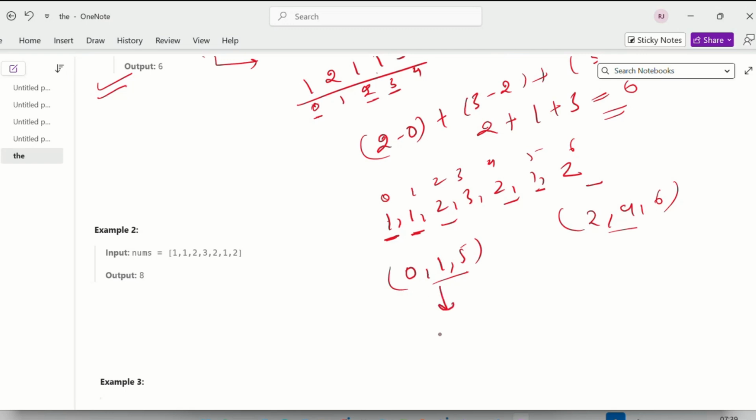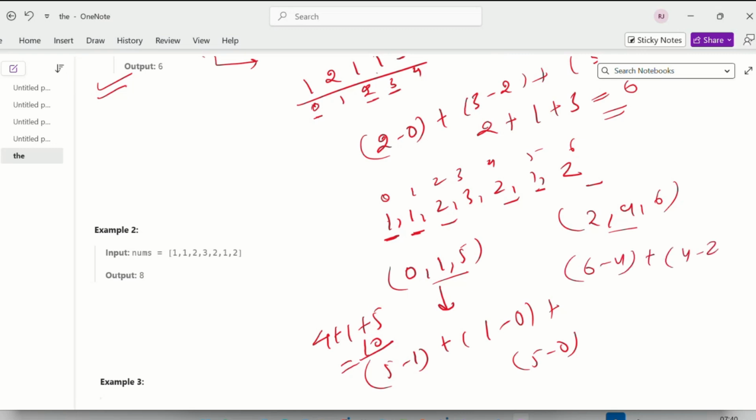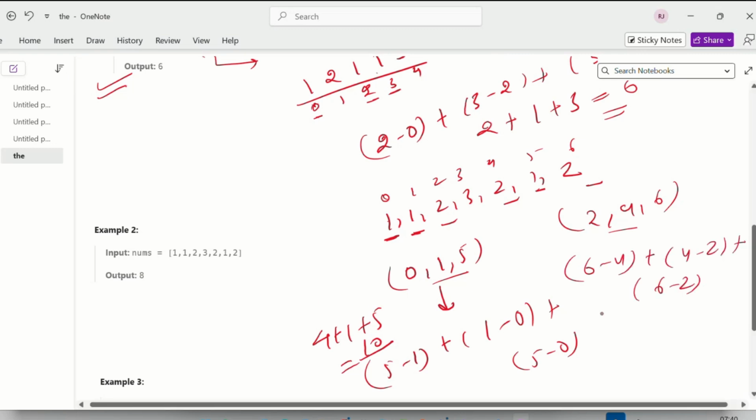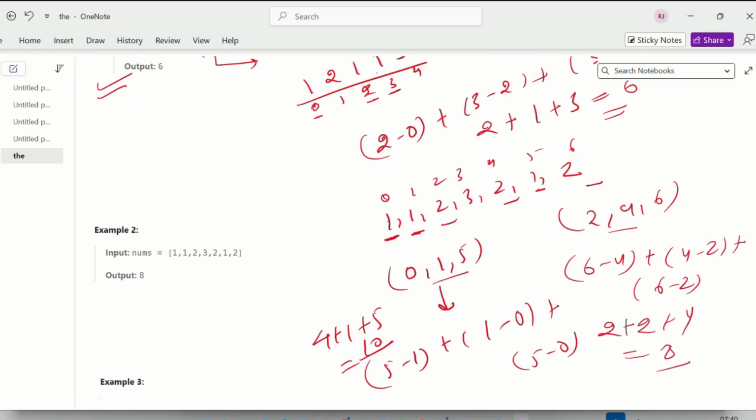So if we try to find it for this tuple, it will be 5 minus 1 plus 1 minus 0 plus 5 minus 0. So it will be 4 plus 1 plus 5, which is 10 for this. If we try to find it for this one, 6 minus 4 plus 4 minus 2 plus 6 minus 2. So it will be 2 plus 2 plus 4, which is equal to 8. In this case we got 8, in this case we got 10. So what is the minimum? The minimum is 8, so we can return 8.